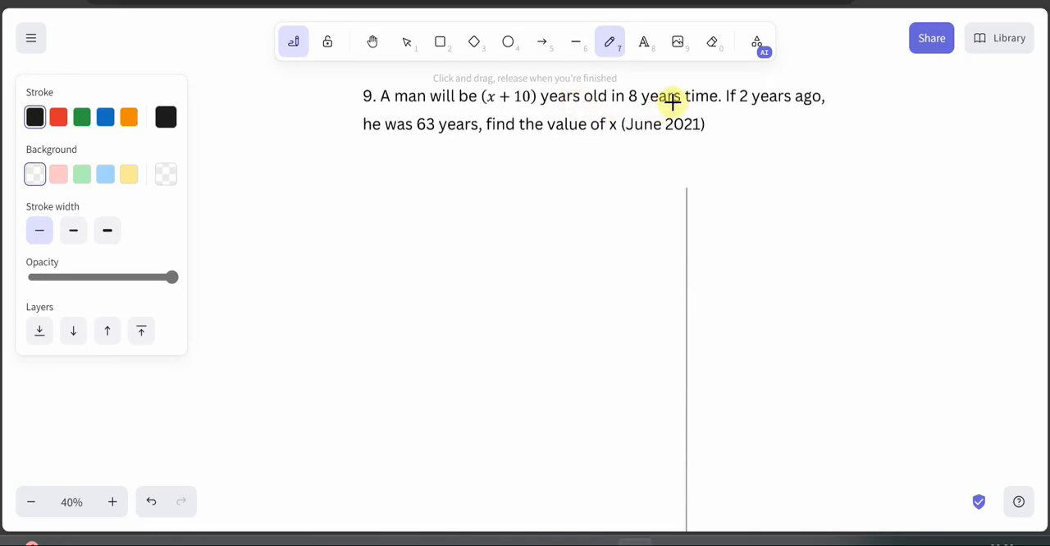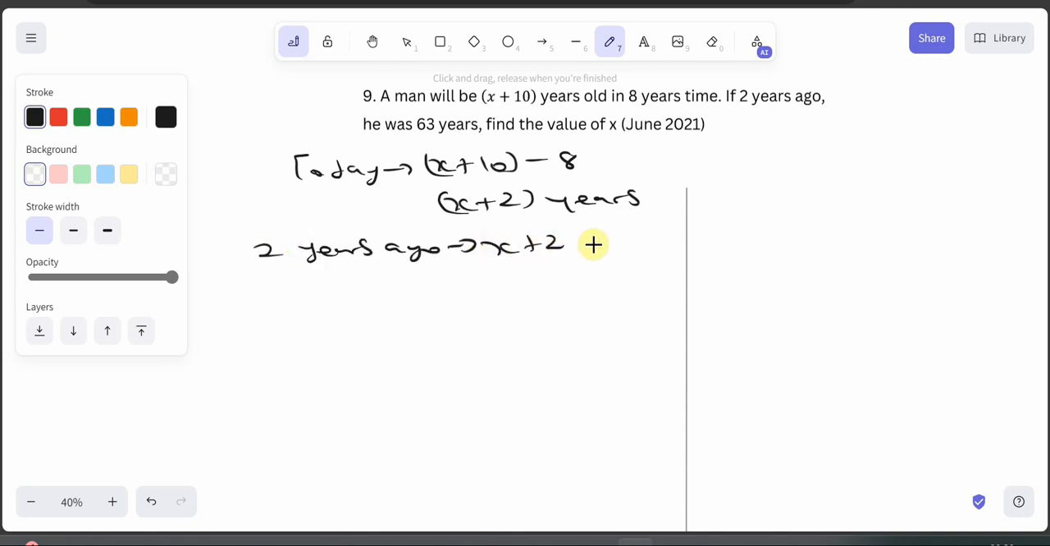So they said in 8 years' time it will be x plus 10. So that means today it will be x plus 10 minus 8, because they've carried us to the future. Let's come back. So today is what? x plus 2 years. Now it says that if 2 years ago it was 63, so 2 years ago from now, that will be x plus 2 minus 2. So that will be basically x, right? So that means 2 years ago is x. So that says it was 63. So that means x is equal to 63, right?